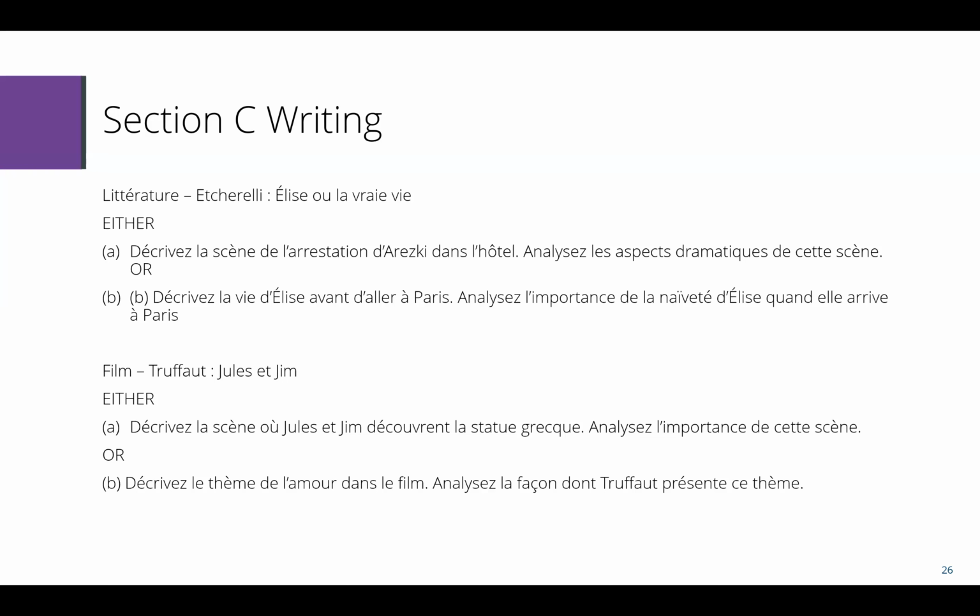We don't want them to give us all the background. We want them to give us only the very specific piece which is specified here. And then they have to give some analysis. And here, the second one is we want them to analyze why her naivety is important when she arrives in Paris. We don't want to know everything about her arrival in Paris. We just want them to know a bit about her life before she went, and then why was her naivety important? To what extent was it important? What were the implications of that?